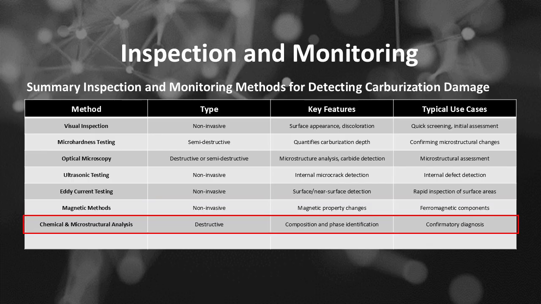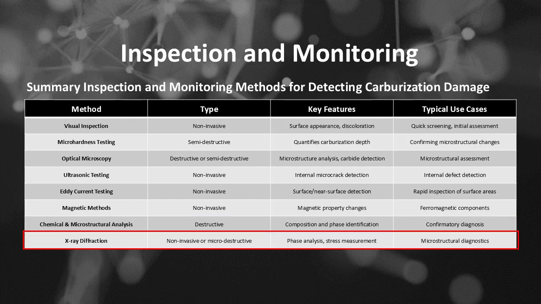If the method is chemical and microstructural analysis, then its type is destructive, the key features are composition and phase identification, and the typical use case is confirmatory diagnosis. If the method is X-ray diffraction, then its type is non-invasive or micro-destructive, the key features are phase analysis and stress measurement, and the typical use case is microstructural diagnostics.